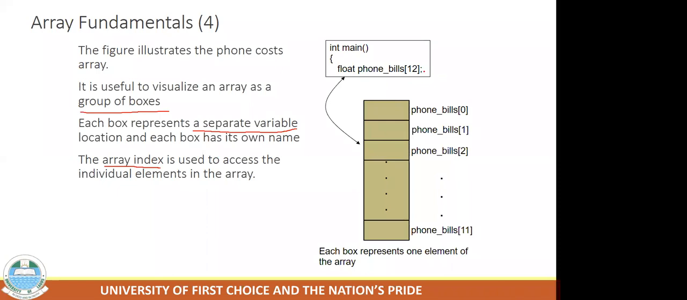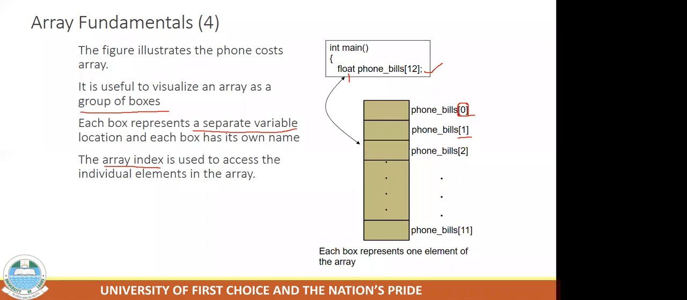So using this command now, you've been able to create 12 phone bills. You can see they are all phone bills and they are of floating point data type. But how do you access each? So it means this first one is phone bill 0. This other one is phone bill 1. You access each position using what? The index. Look at the index.